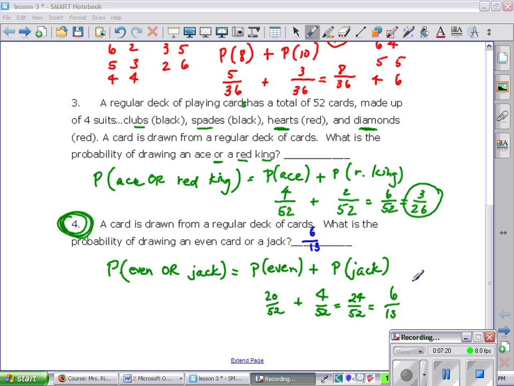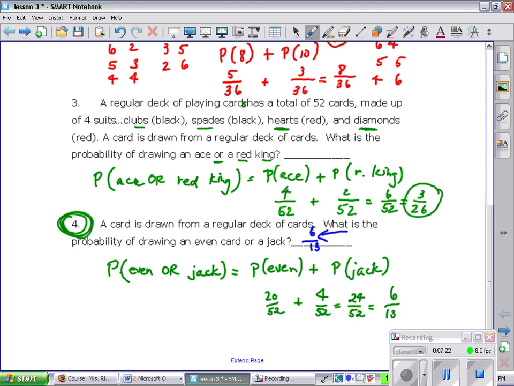Okay, so how'd you do? Final answer should be 6 over 13 is your probability. There are 20 even cards. You have 2s, 4s, 6s, 8s, and 10s, and there are 4 of each of those, and that makes a total of 20. There are 4 jacks. Add them together, 24 over 52, and simplify to 6 over 13. So you almost have a 50% chance of getting an even card or a jack.